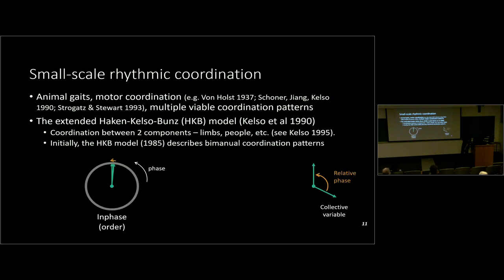So here, the collective pattern is relative phase. It's the difference between the 2 oscillators that are coordinating. And it can be in phase, where they're aligned, or antiphase, when they're opposite to each other. Both of them are orderly states. So the major interest of studying this model and the relevant empirical experiments is the transition from orderly state to orderly state.